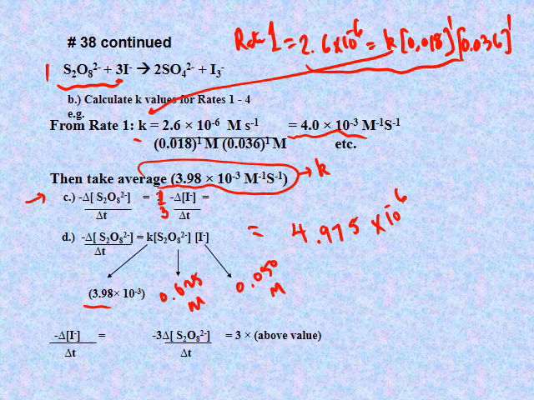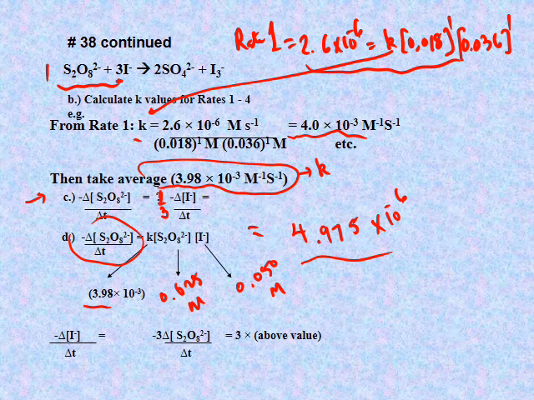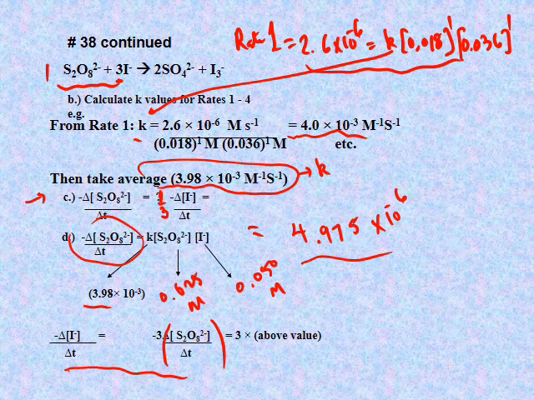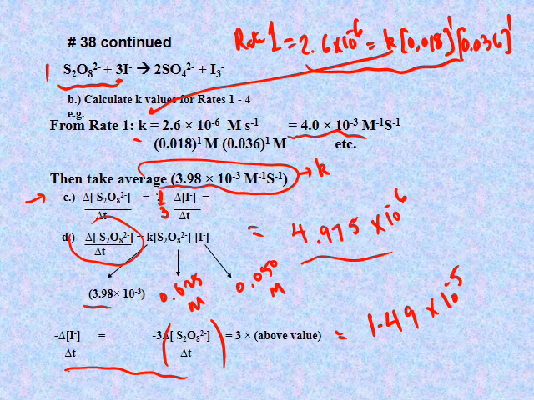So what we got here now is the value for S2O8. Now we know the relationship, delta I to delta T would be 3 times larger. So basically you need to have 3 times the above value. So it would be 3 times 4.975 times 10 to the negative 6. What I get is 1.49 times 10 to the negative 5. That's the value for I minus.